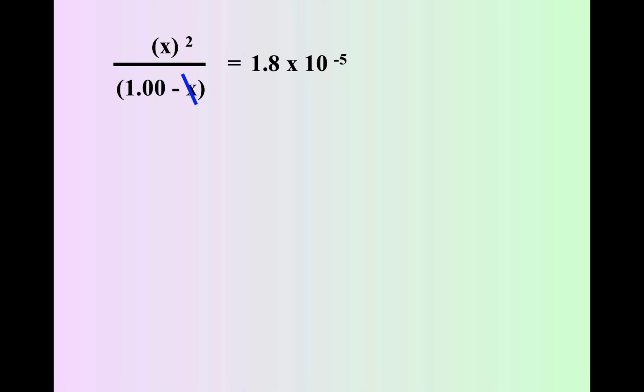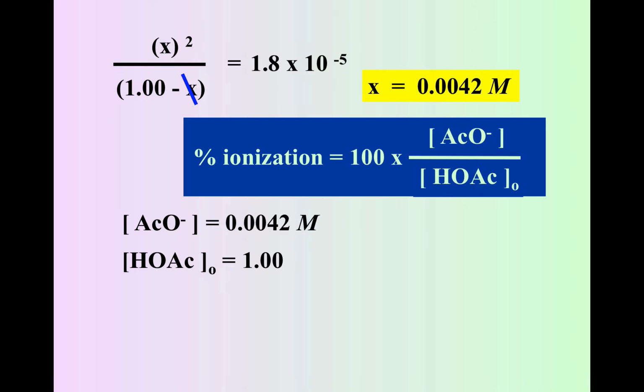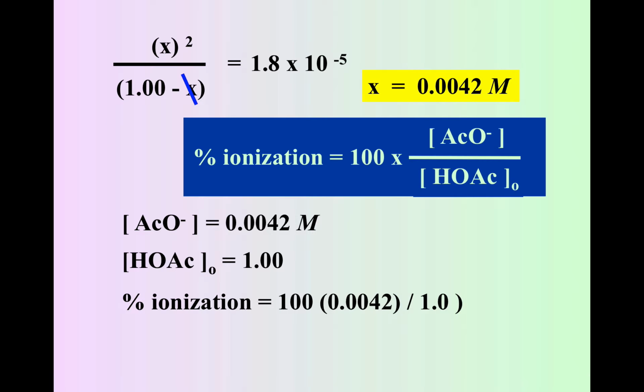Again, this makes it easy to solve for, so multiply both sides by 1, take the square root of both sides, and I get X. All right, so X is equal to the conjugate base concentration, acetate. Divide that by the original concentration, 1, multiply by 100, and we get a percent ionization of 0.42%. So again, it's another way of showing how strong this acid is.